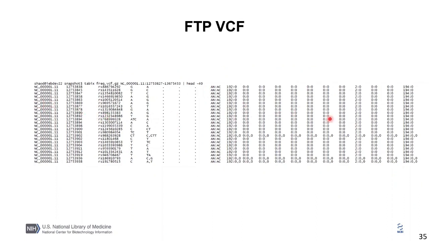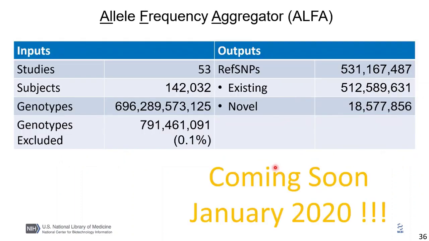Essentially, it's a standard VCF format. We'll have the sequence or chromosome accession, position, RSID, allele, and then there'll be a column for each of the populations with the allele counts. Like I mentioned before, the first release of the alpha data will be coming out in January 2020. So look for that announcement.